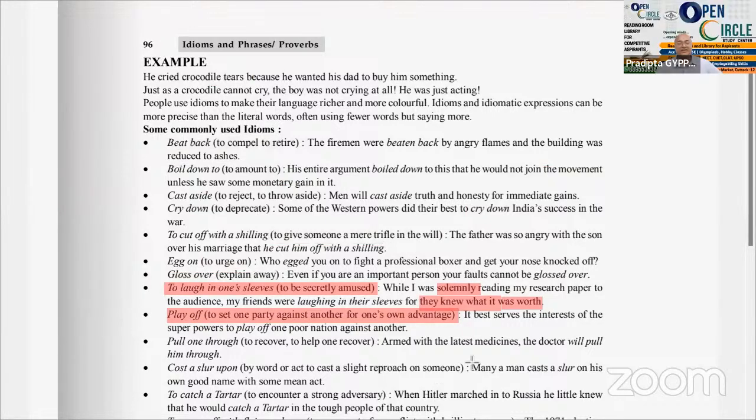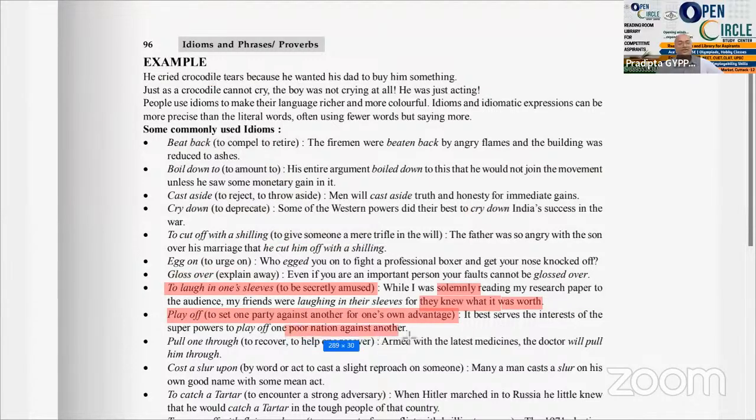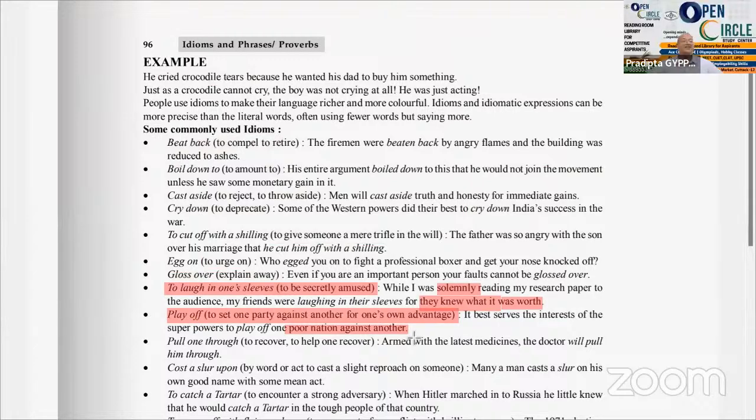So now read the sentence and tell me the meaning. It best serves the interest of the superpower to play off one poor nation against another. I hope now you understand why these countries are fighting. Yes, sir. See, Israel-Palestine conflict, right? Then Russia-Ukraine conflict. These countries are fighting because the powerful countries are selling their weapons.